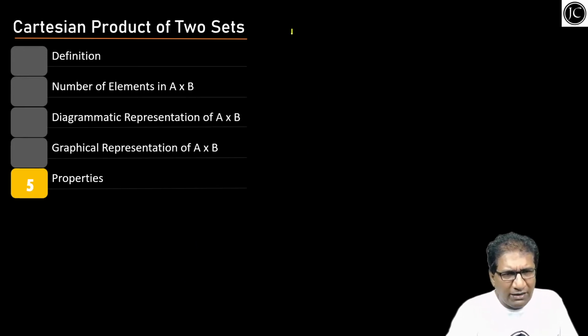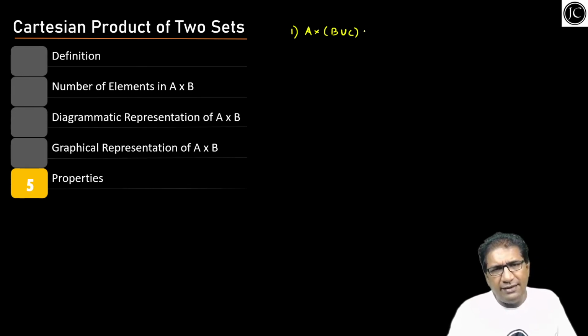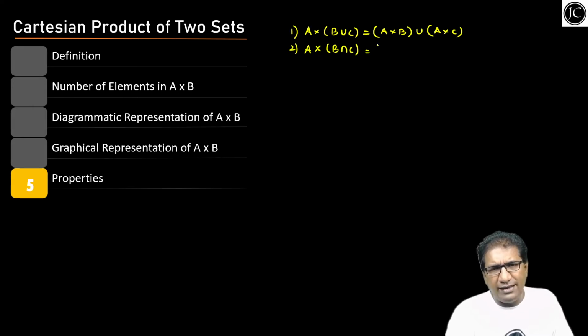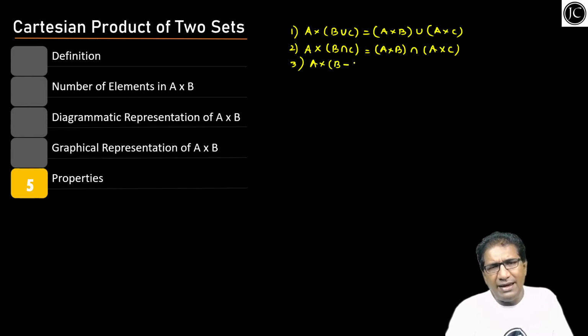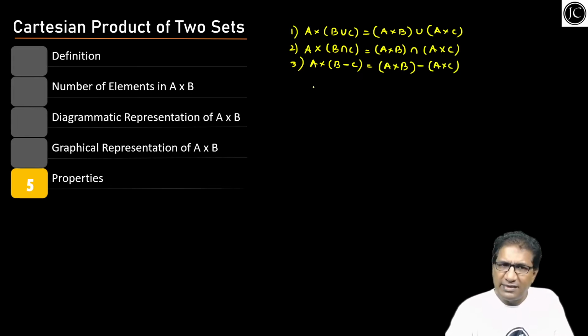Look, children. Number 1, the first property is A cross (B union C) will be equal to (A cross B) union (A cross C). This is the property. Number 2, A cross (B intersection C). How will we write this? (A cross B) intersection (A cross C). Number 3, A cross (B minus C). What will this mean? (A cross B) minus (A cross C). This is the third property.